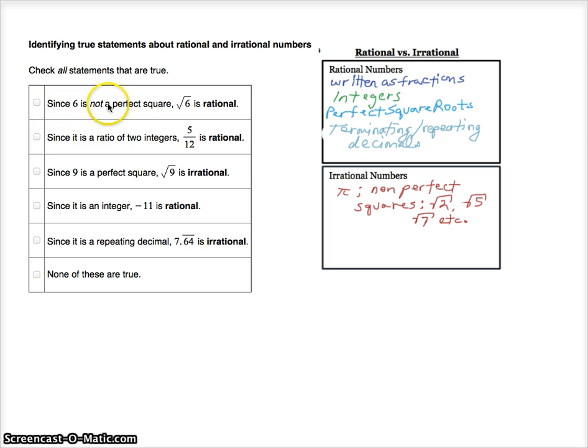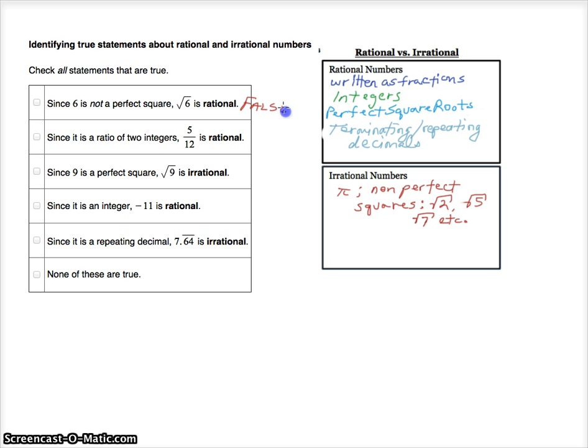Since 6 is not a perfect square, the square root of 6 is rational. That is not a true statement because the square root of 6 is not a perfect square root or a perfect square. So don't check that box. This one is false.